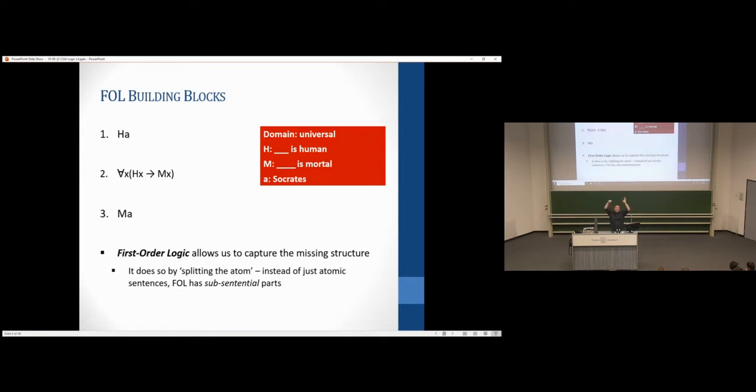So the kind of funny, jokey way to put it is that FOL splits the atom. That is, it has subsentential parts. Instead of just stopping at the level of atomic sentences, we have parts of sentences, names, and ways that those names are.